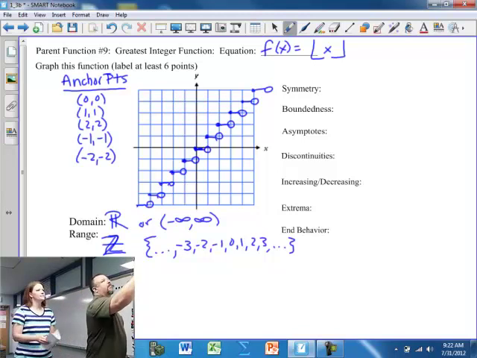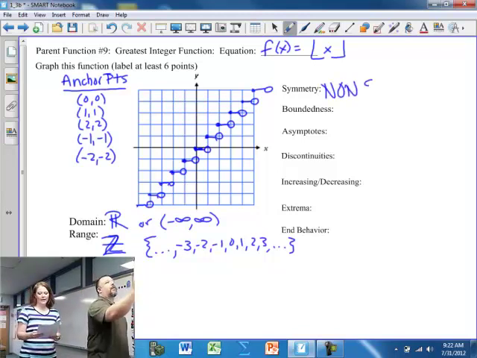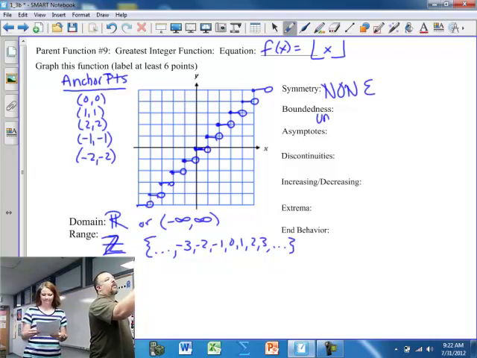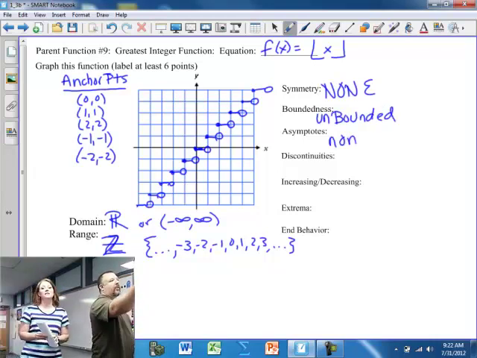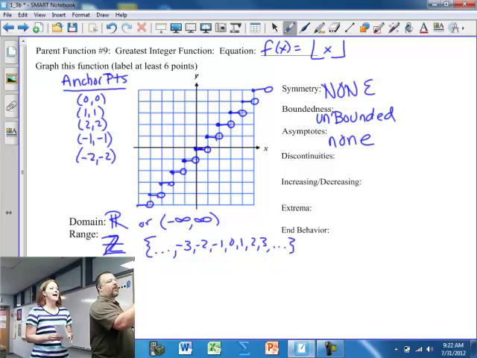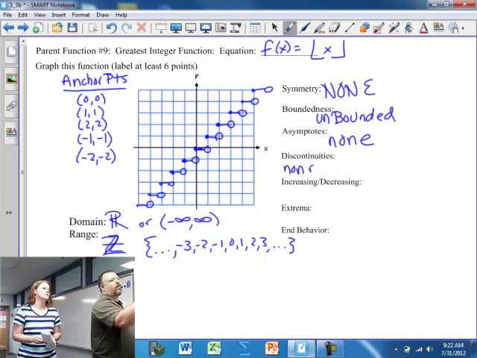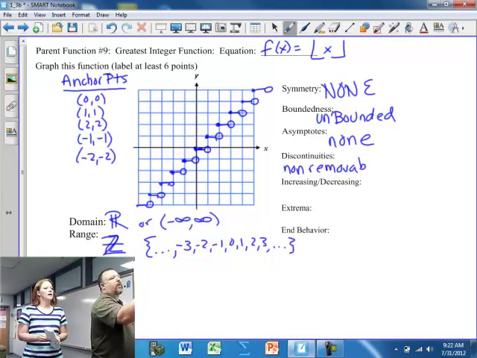All right, symmetry, there's no symmetry. It is not bounded. And there are no asymptotes. But we have lots of discontinuities. In fact, we have discontinuities at every single integer. So they are non-removable discontinuities at the integers.